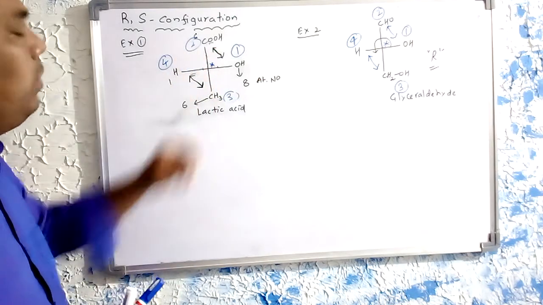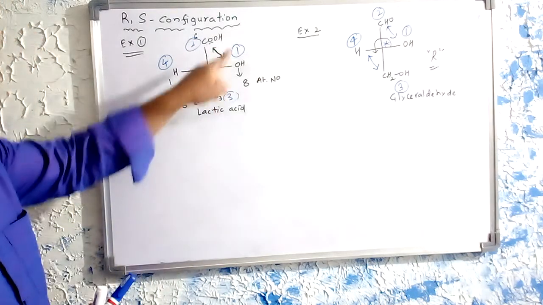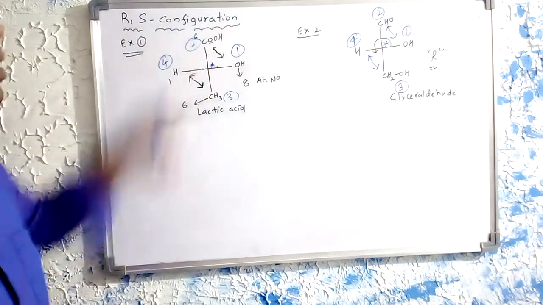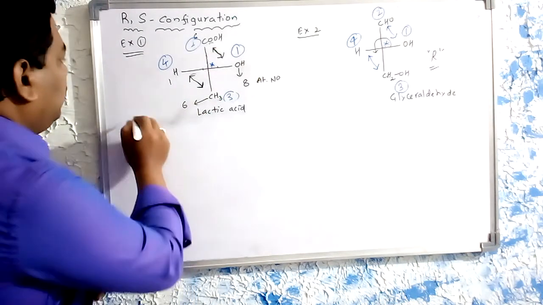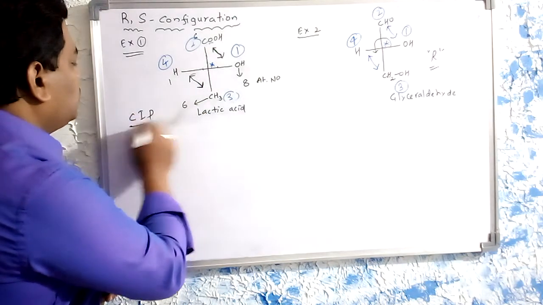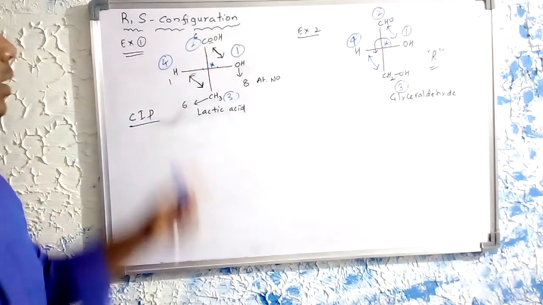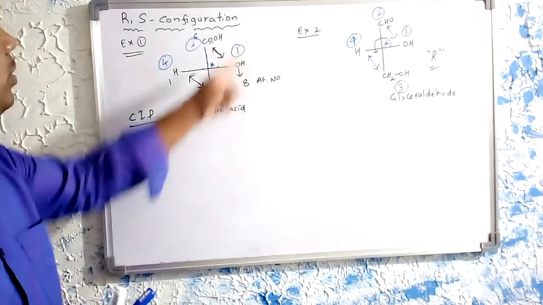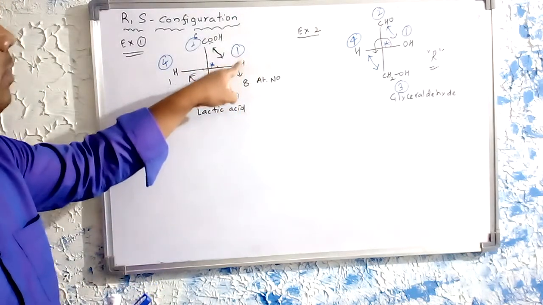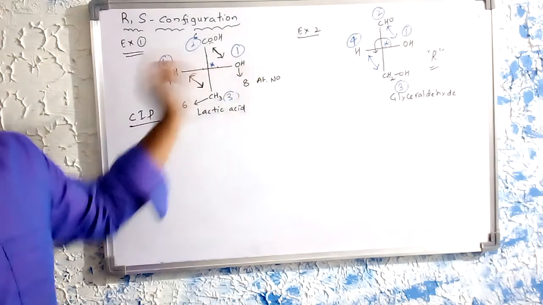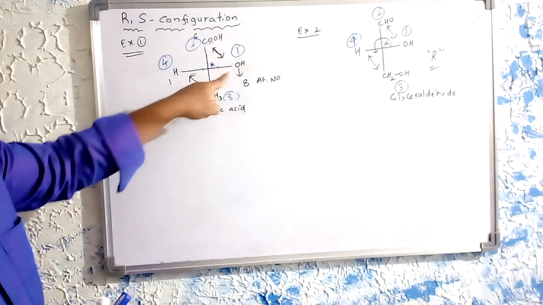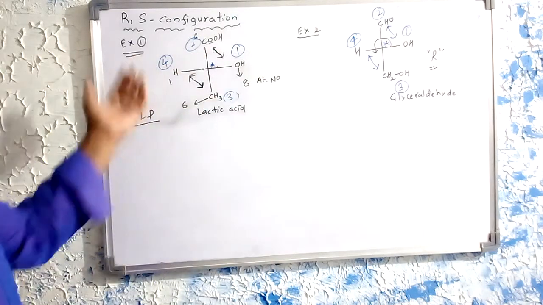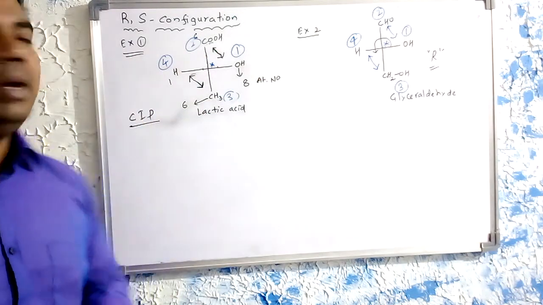We will give the priorities based on their atomic number. This concept was given by Cahn, Ingold and Prelog. We give the priority based on their CIP rules. According to these CIP rules, give the priority in the order 1, 2, 3, 4. The first priority goes to the higher atomic number and the least priority to the lower atomic number.